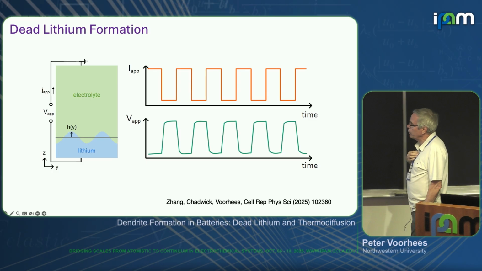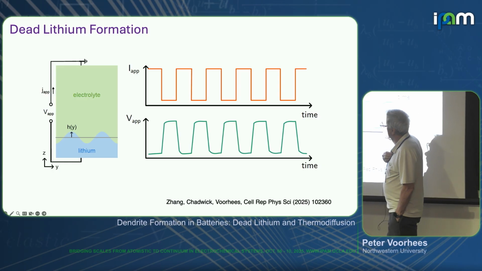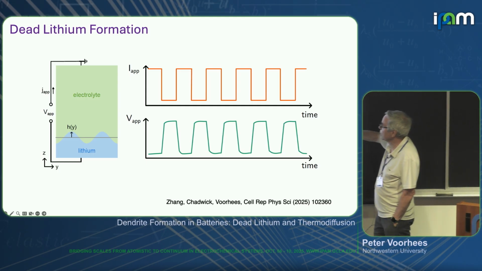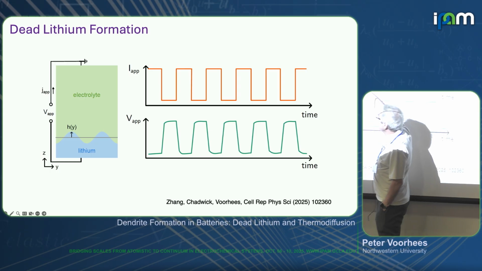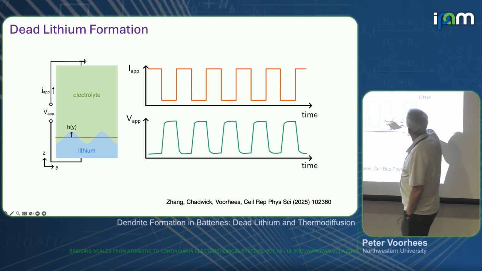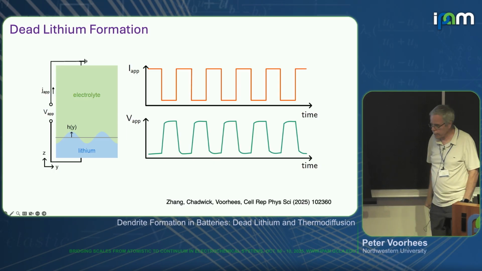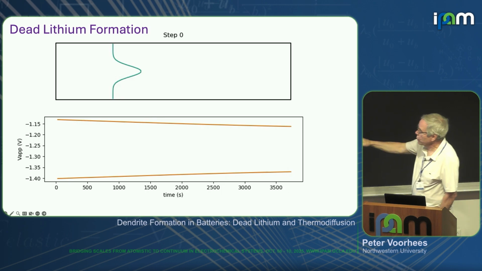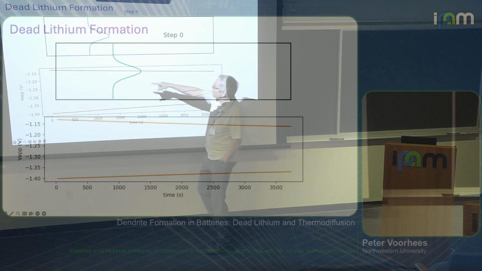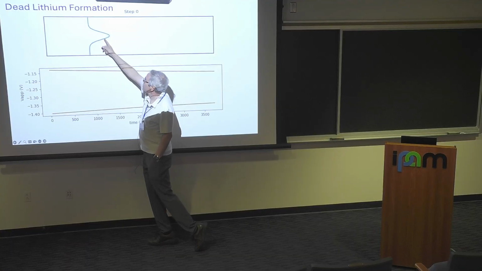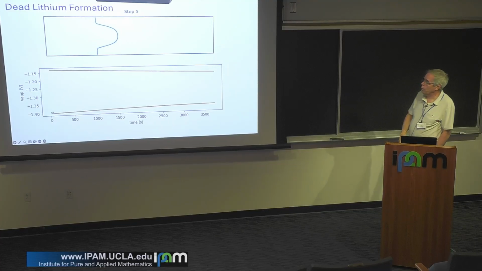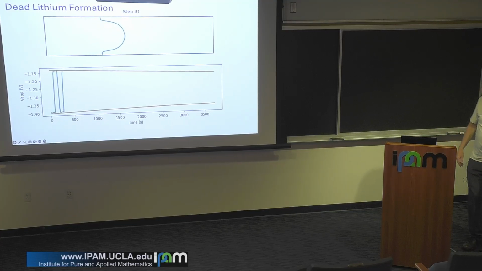Well, what you find is that the dead lithium in particular appears after you go through many charge-discharge cycles of the battery. And so this is the current as a function of time, charge and discharge, and the voltage varies with time to drive that current. And we started a system here. This is the applied voltage. This is the lithium metal. That's the electrolyte. We started with a little perturbation at the top, and you will watch the charge and discharge cycles. You can see that the system's undergoing charging and discharging.